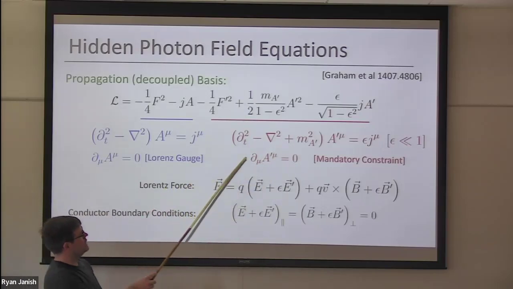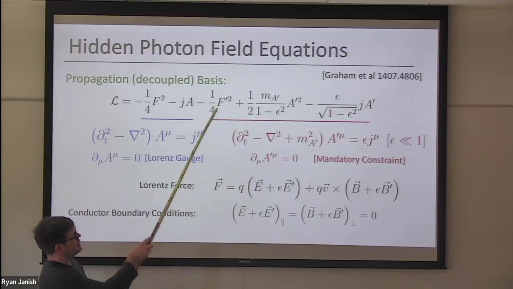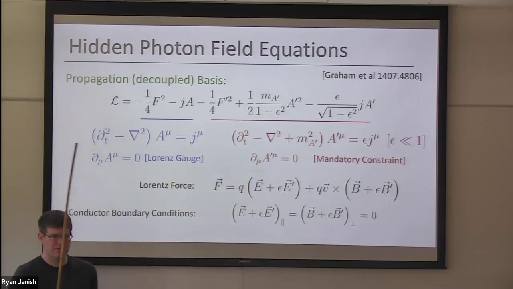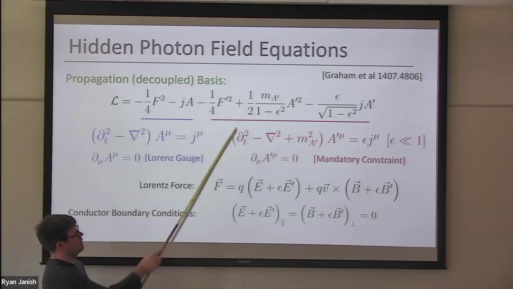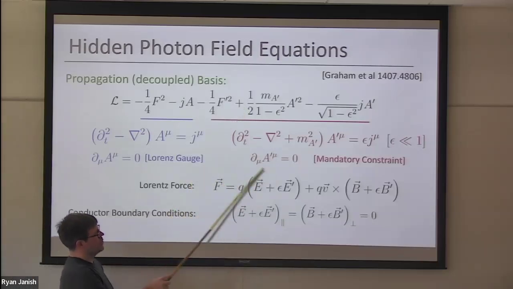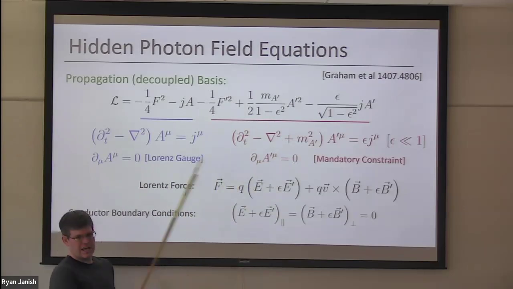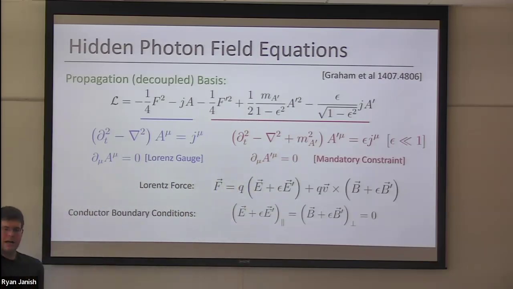Something interesting about this case is you don't have the gauge redundancy when you have the mass. So when you work out the field equations from here, this isn't a choice, this is something that has to be satisfied. Okay. Thank you.